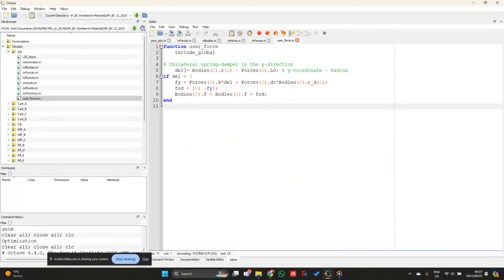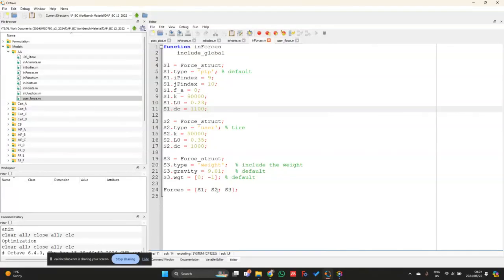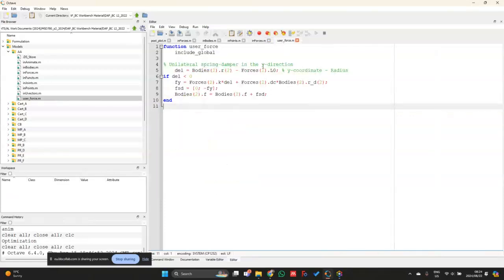So what I'm going to do over here is I'm first going to calculate this delta value over here, so the deformation of the tire. So this is firstly bodies 2, so I'm looking at bodies(2).R(2), so in other words, in the y direction. Then I'm going to minus forces(2), so this then refers back to the forces file that I have over here. Forces 2 is S2. So if I look over here, I specified K, L0, and DC, so now I can just go and pull them in this file over here. So that will be minus forces(2).L0. So it's the y coordinate minus the undeformed radius.